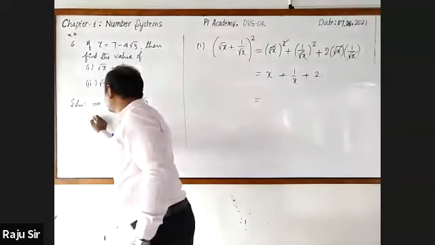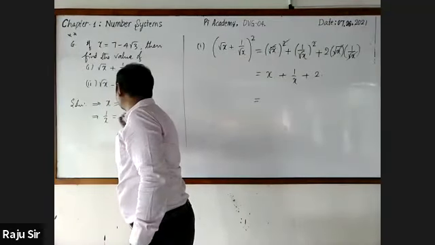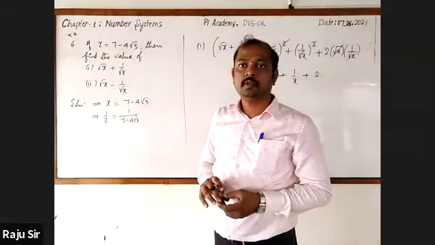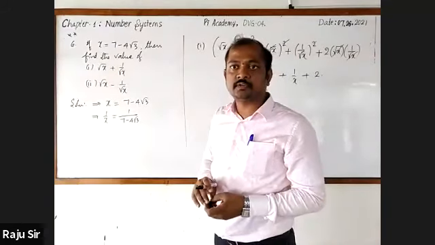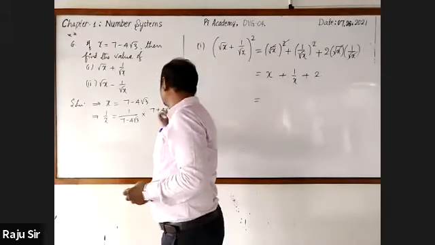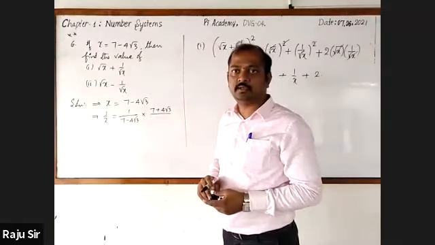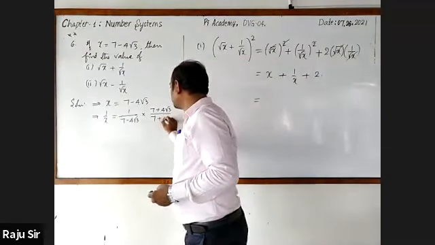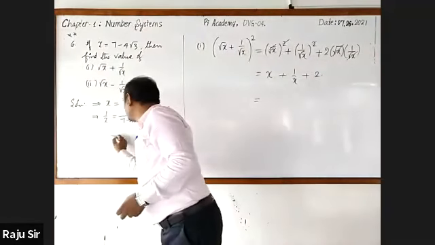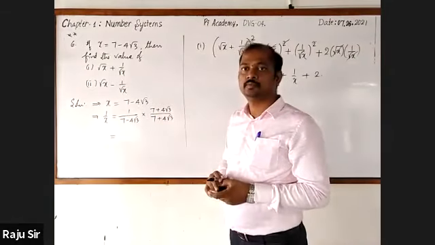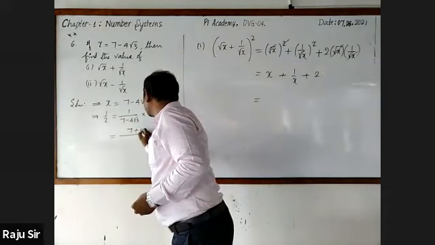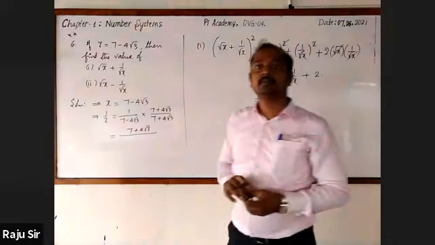Next, 1 by x is equal to 1 by 7 minus 4 into root 3. Take the conjugate of the denominator. It is 7 plus 4 into root 3. Multiply that to the numerator and denominator, 7 plus 4 into root 3. This is equal to, multiplying the numerator, you get 7 plus 4 into root 3.